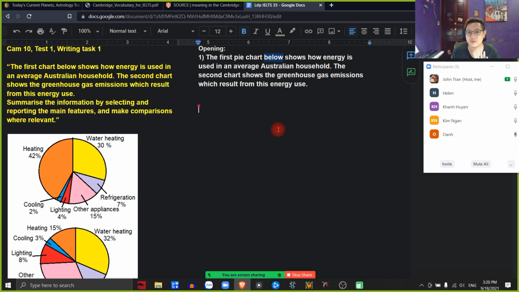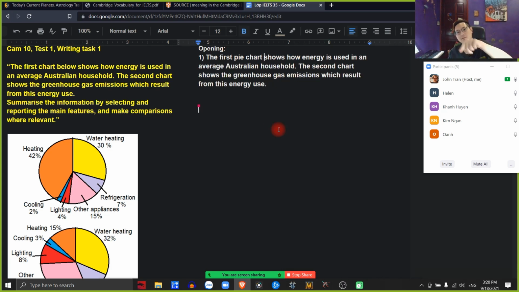Under. You need to eliminate the below because basically after the opening you will have the overall and two body paragraphs. There will not be any kind of pie charts at all. So below makes no sense. Đằng sau cái đoạn opening này nó sẽ là cái phần overall nhìn chung và hai cái đoạn thân bài. Cho nên là không có ý nghĩa gì cả khi để cái below, cho nên phải bỏ đi.